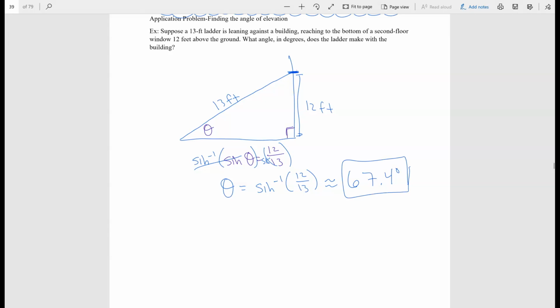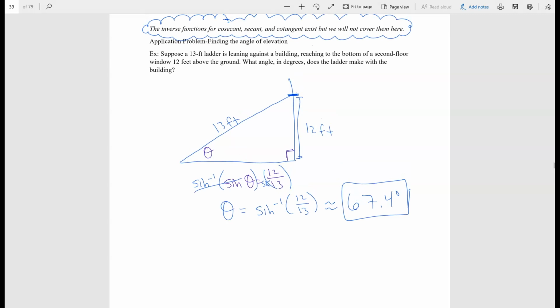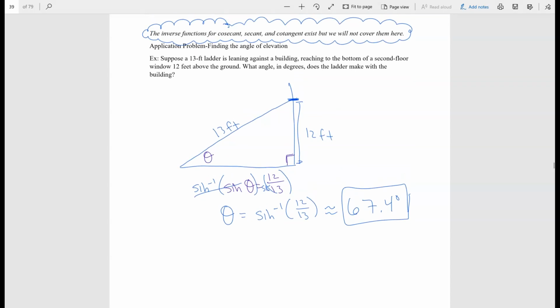So that's a really quick and nice way to circle it all back: sometimes we don't know the angle, but we do know the other two measurements, and we can easily figure it out using inverse sine, inverse cosine, or inverse tangent. So this is basically the application on finding the angle of elevation, and you can have it for angle of depression as well.